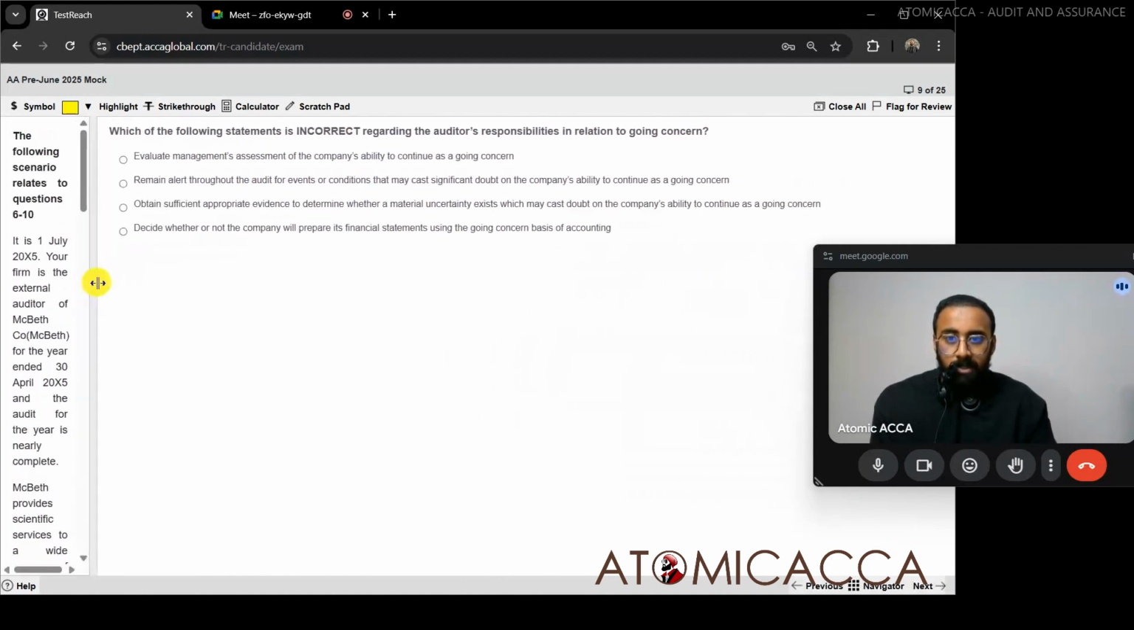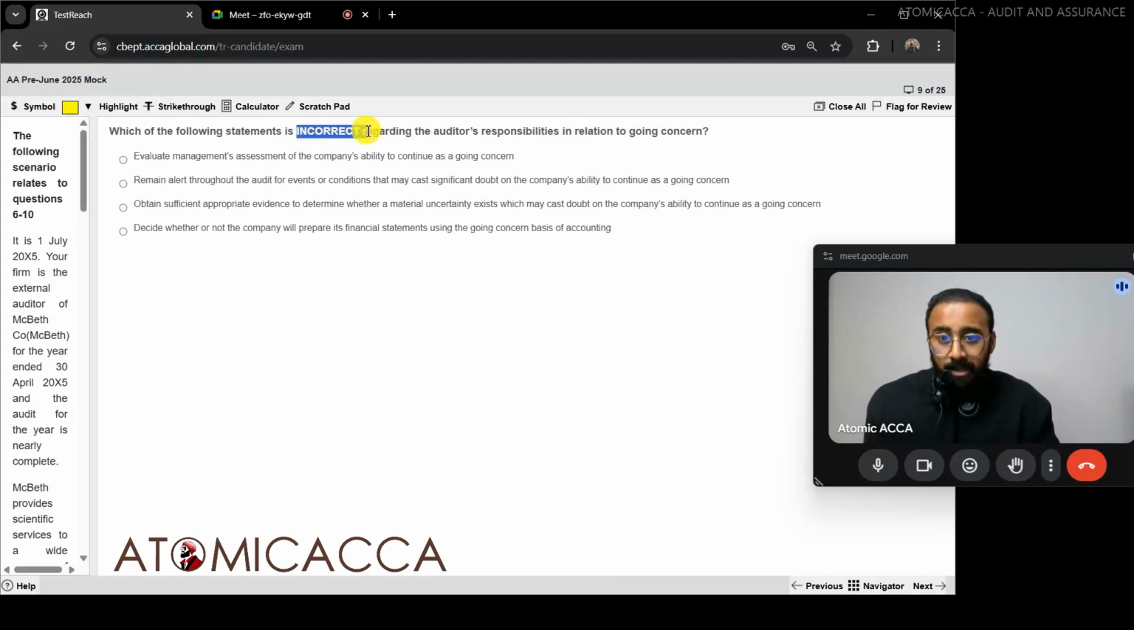Which of the following statement is incorrect regarding the auditor's responsibilities in relation to going concern? They're asking what is incorrect, which means most options are going to be correct. How much we can select? We can select only one. So there's going to be 3 correct options and 1 wrong option.